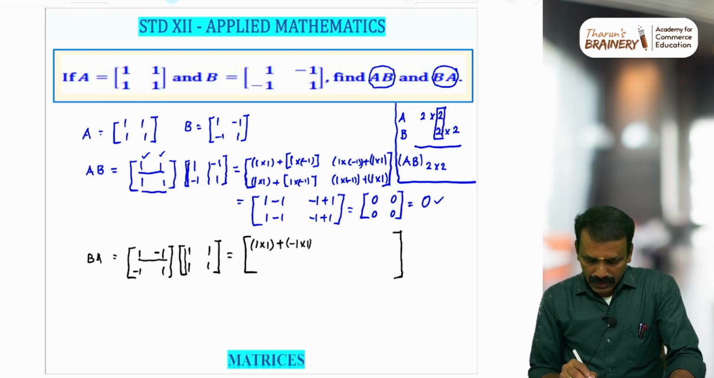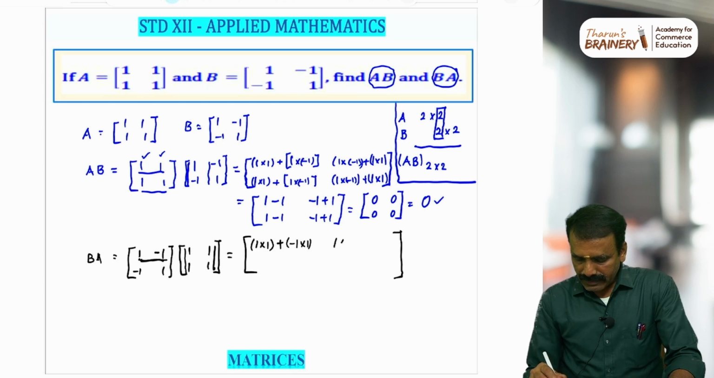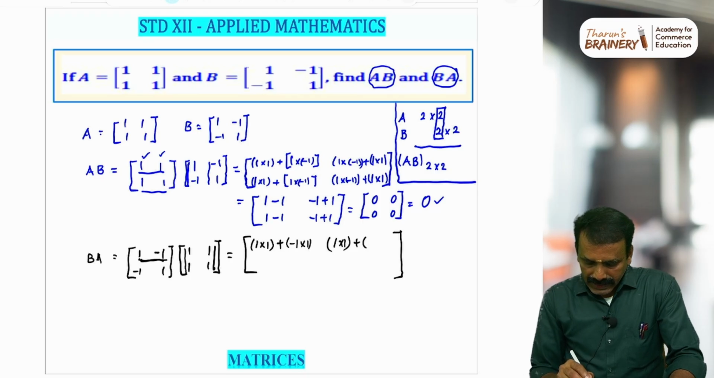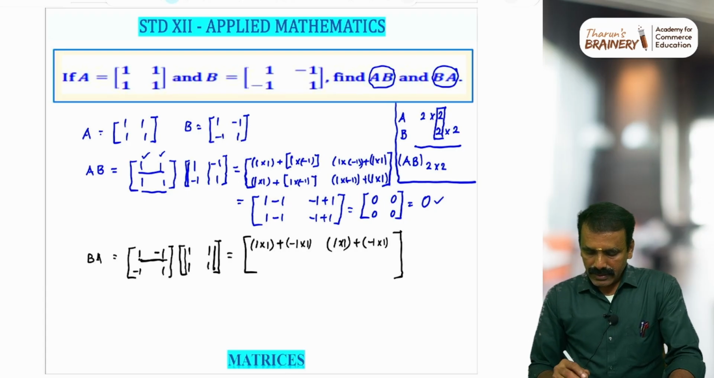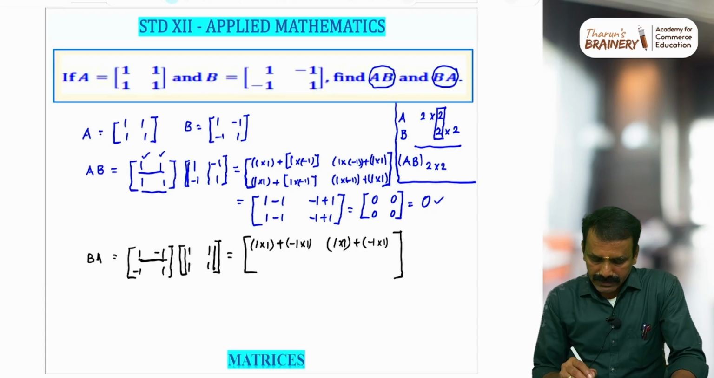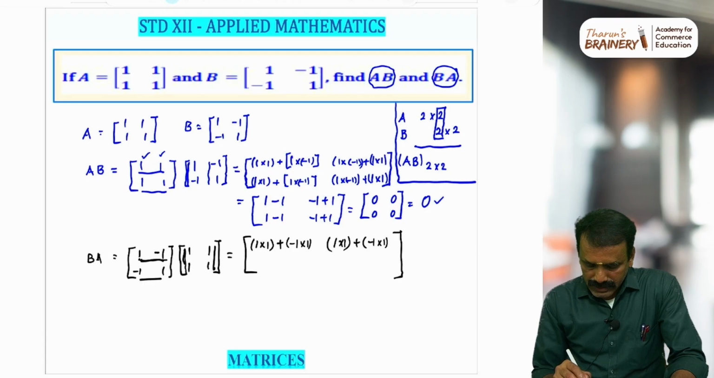I move on to first row second column. So first element will be multiplied with the first element. So 1 is multiplied with 1, plus second element minus 1 is multiplied with the second element. So minus 1 multiplied with 1. So first row second column over. Next second row first column. So minus 1 multiplied with 1, plus second element multiplied with the second element.